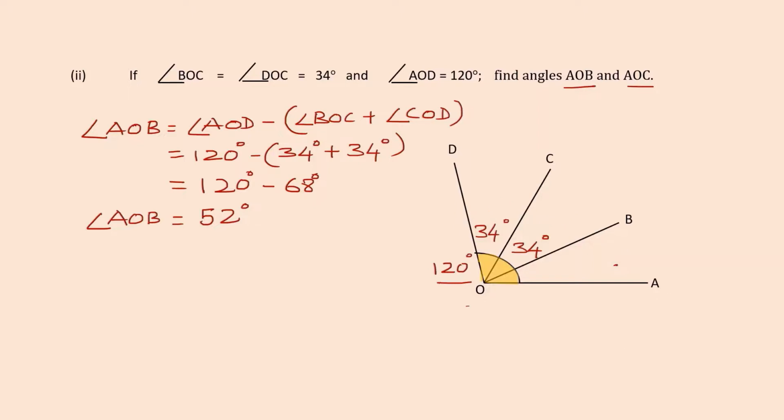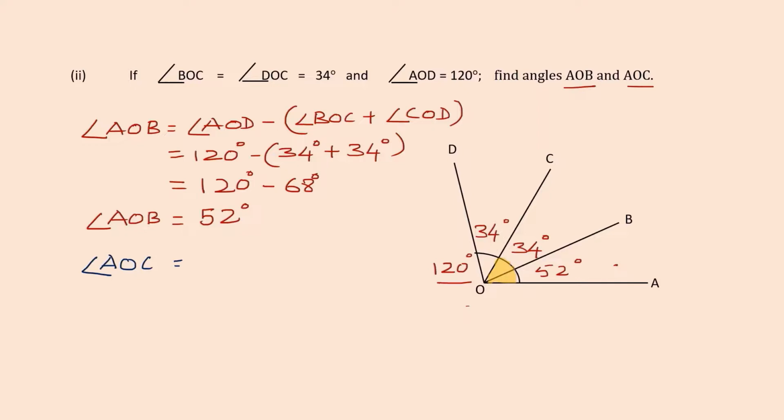The next question is angle AOC. Okay, now we have found angle AOB is 52. Let's write it down here. This is 52 degrees. Now to find angle AOC, which one is that? Angle AOC is only this much. One angle here and one more angle.